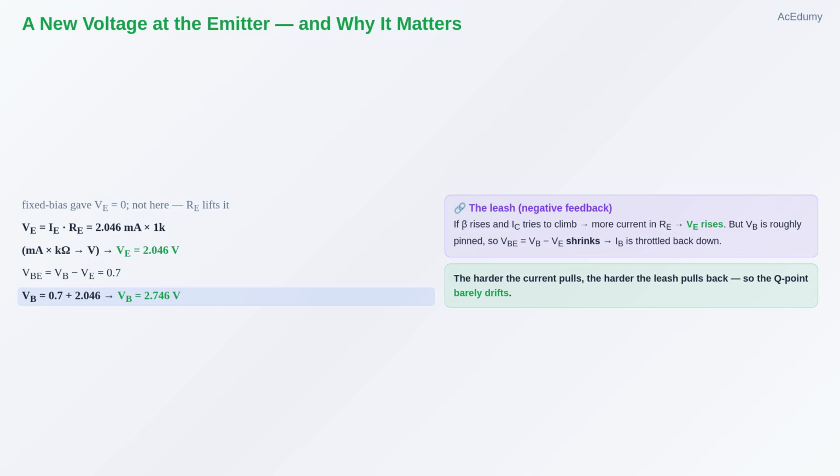The emitter resistor is a leash. The harder the current pulls, the harder the leash pulls back. That self-correction is exactly why the emitter bias point barely drifts, while the fixed bias point wandered.